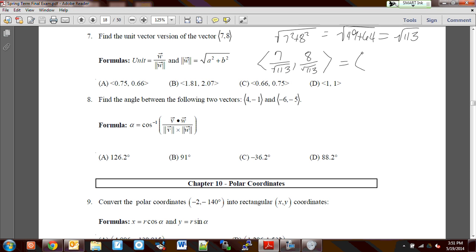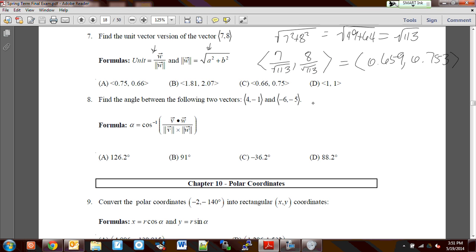which is going to be 0.659, comma 0.753. Alright, I'll take either answer there. Alright, so we found the magnitude. Then you simply take your x component divided by the magnitude, take the y component divided by the magnitude. So we use this formula and this formula. Okay, that's all you got to do there.